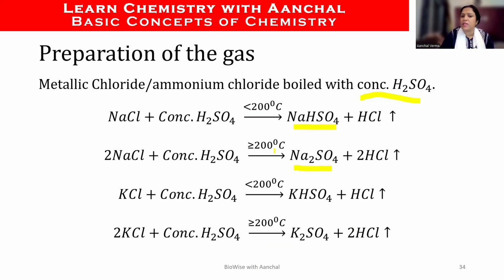When it is less than 200, you have bisulfate formation along with the HCl gas. When you have more than 200 degrees centigrade, you have the formation of sulfate along with the HCl gas. Then KCl with concentrated H2SO4, same, you can see potassium bisulfate is formed along with the HCl gas, and if the temperature is greater than or equal to 200 degrees centigrade, you have the formation of sulfate along with HCl gas. This is how HCl gas is produced.